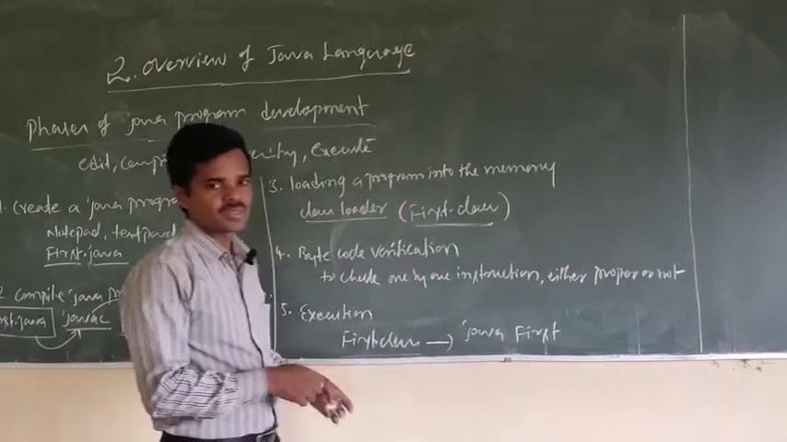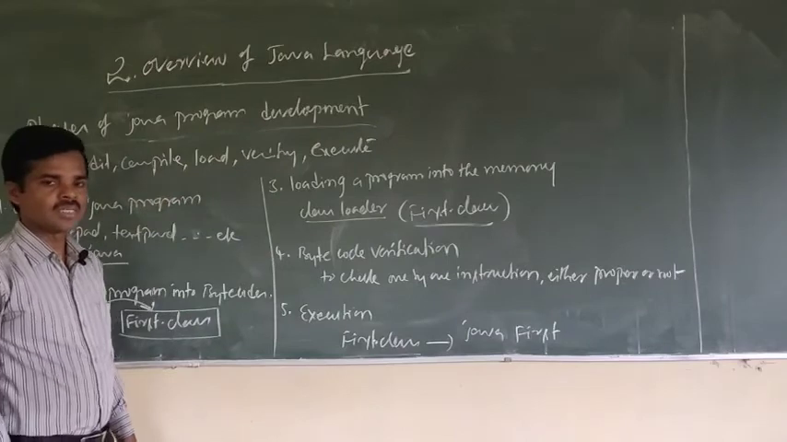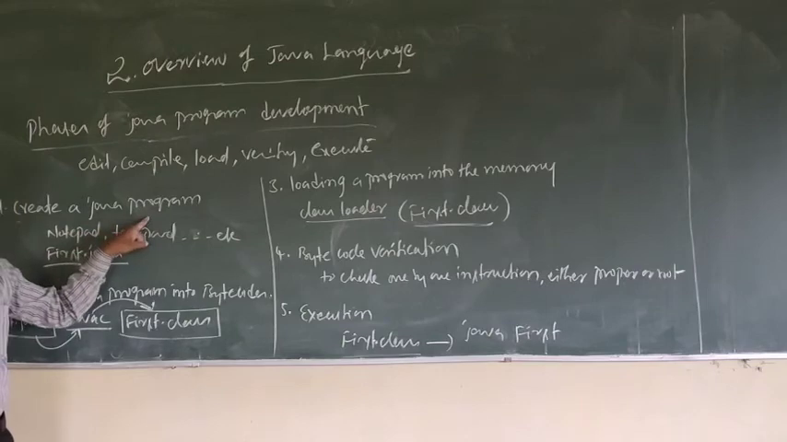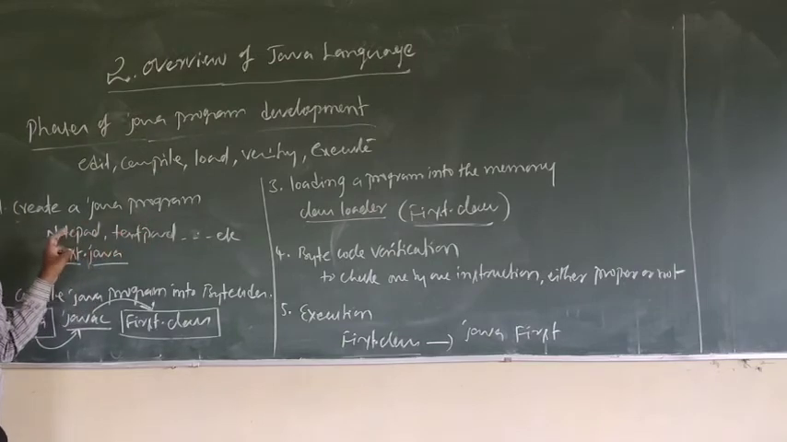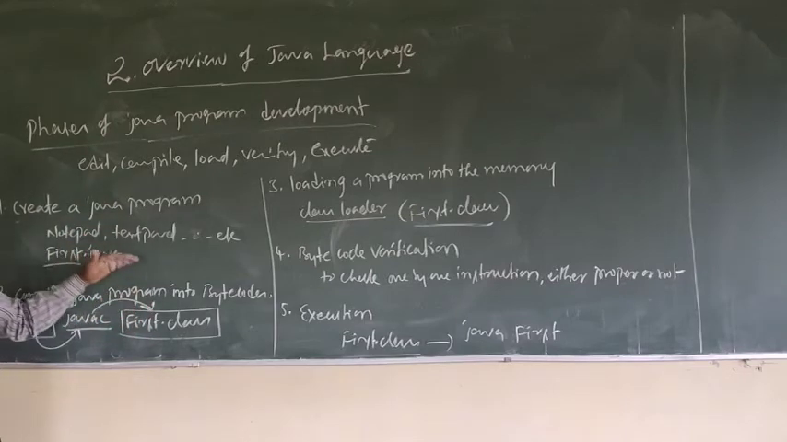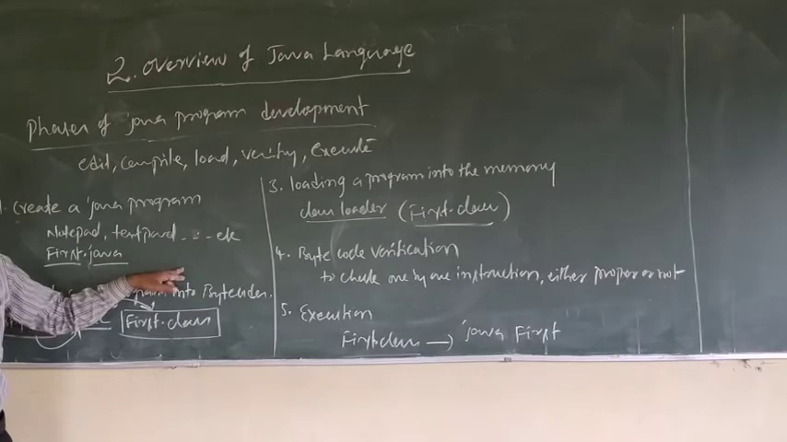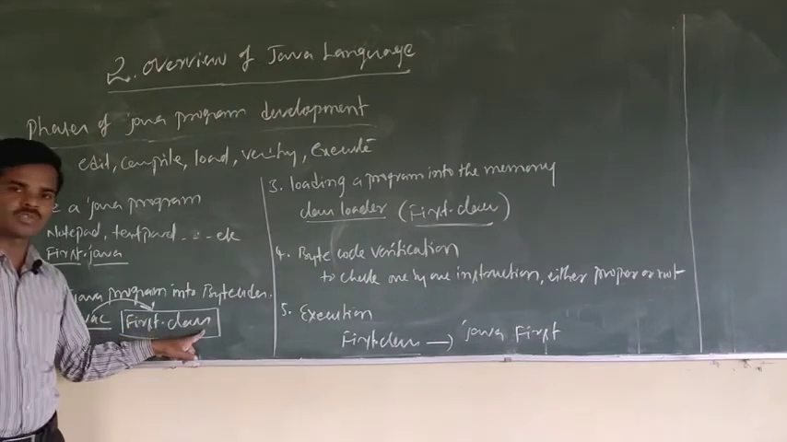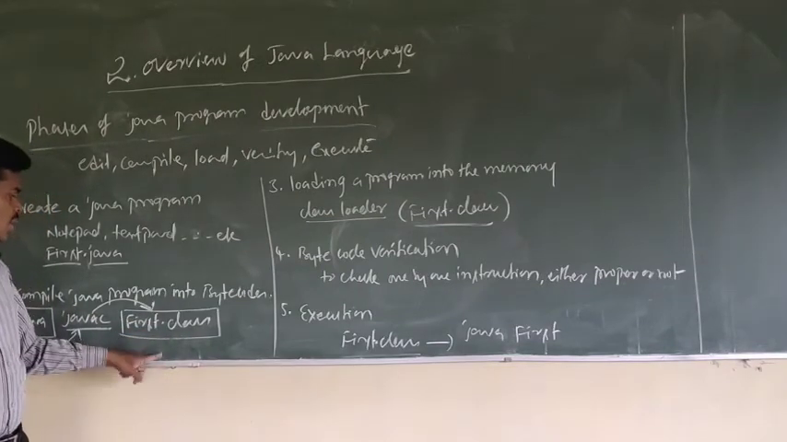So these are the different phases of creating and developing a Java program, any Java program. Again I will repeat. First you have to create a Java program using any one editor. You can use Notepad, TextPad or any other editor to type the Java program. After typing, save it with the .java extension. Then we start compiling your program using the javac compiler, your source program, the .java file. It will convert this .java file into a .class file, the bytecode instructions.